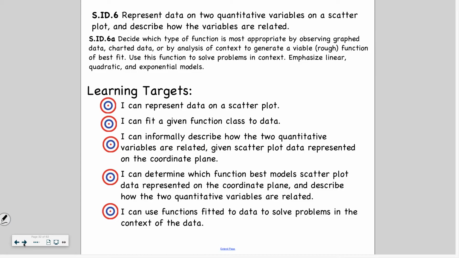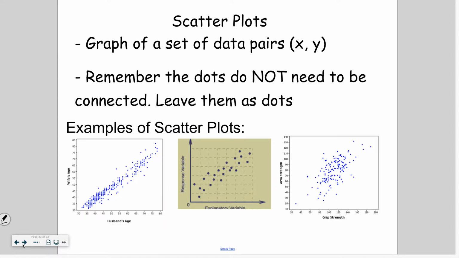All right. So the next thing that we're going to look at is data or scatter plots. And you've got to refer back to everything we've done this year, and you're going to have to see which function each of these scatter plots look like. First of all, remember that a scatter plot is a graph of sets of data. They don't need to be connected. Leave them as dots. There are some examples.